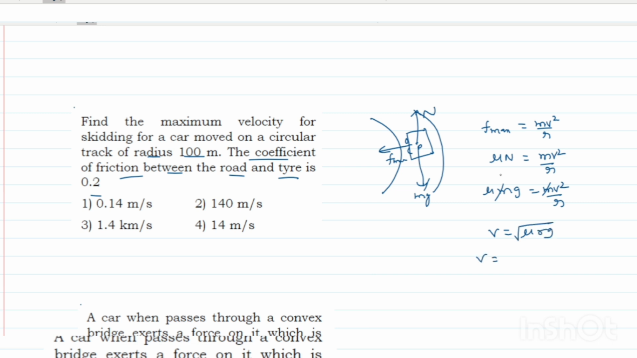V equals, you just substitute: coefficient of friction is given as 0.2, radius is 100, and g value you can take as 9.8. When you simplify this, the 2 decimals you have to cancel, and by removing this 100, 98 into 2 will be 196. So v equals square root of 196, which is nearly 14 meter per second. So this is the correct answer.